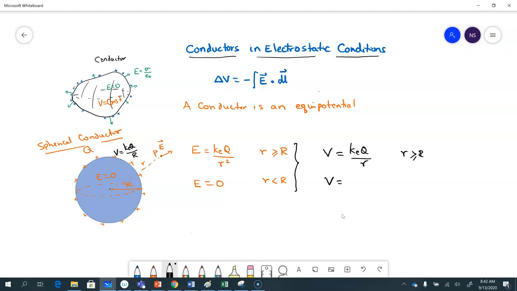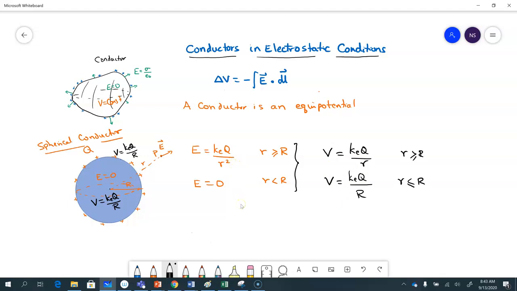Since it doesn't change once I move inside, it's an equipotential. So the potential everywhere inside the body of the conductor is going to be KEQ divided by capital R. And this is for R less than capital R. And actually, you can see that both these results give the same value when R is equal to capital R. So V is a continuous function. It's got the same value at R equals capital R, while the electric field is discontinuous at the surface.